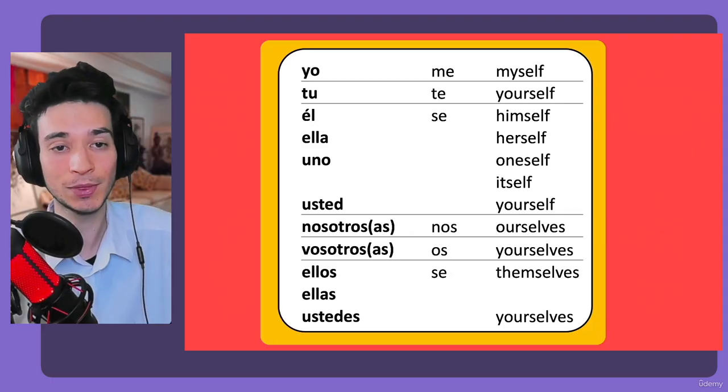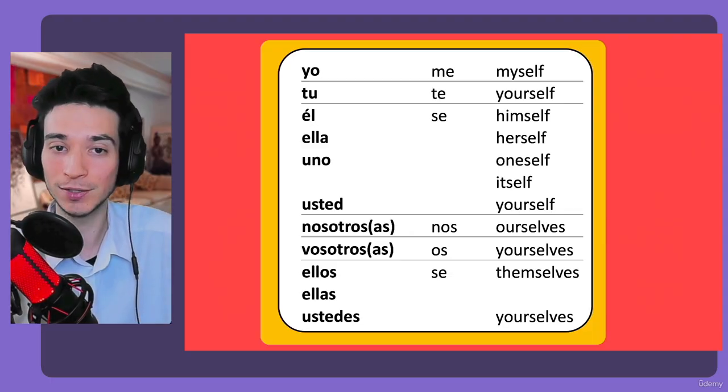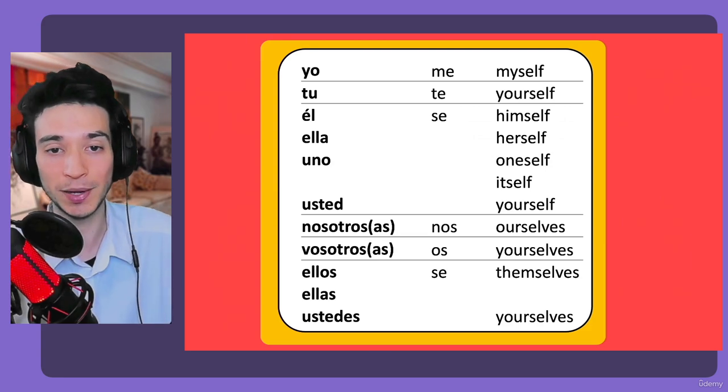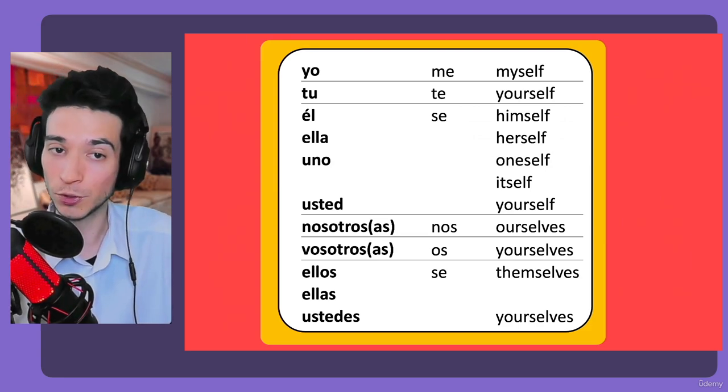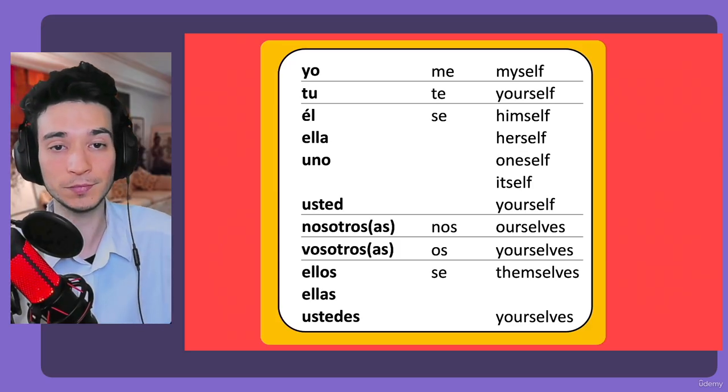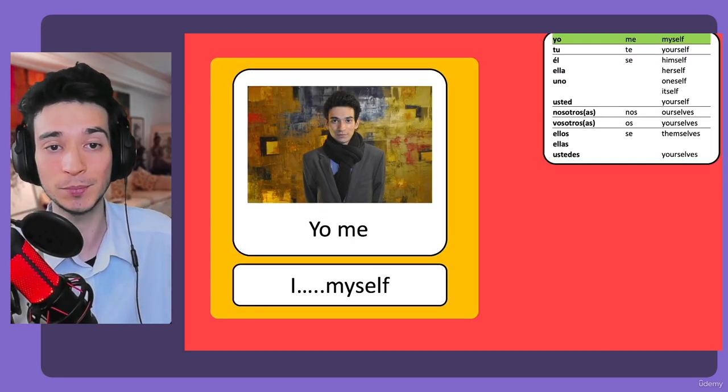Ellos, ellas. And ustedes, which is you do something to yourselves, but used outside of Spain, in the other countries, we use ustedes. Ustedes se, you do something to yourselves. So let's practice with the first example.